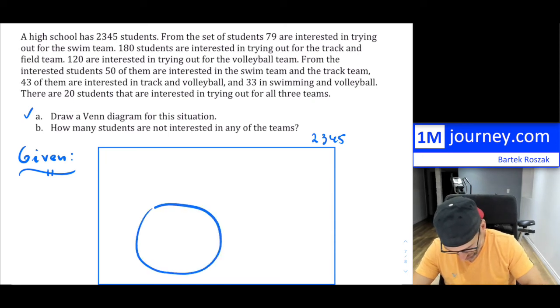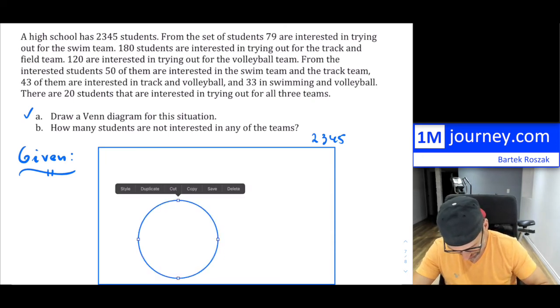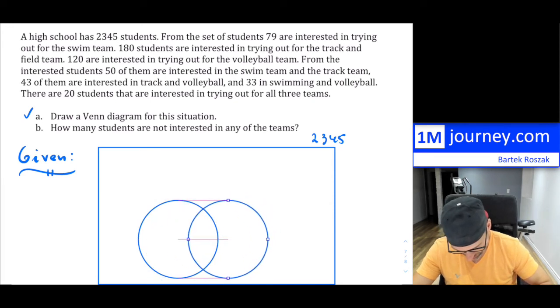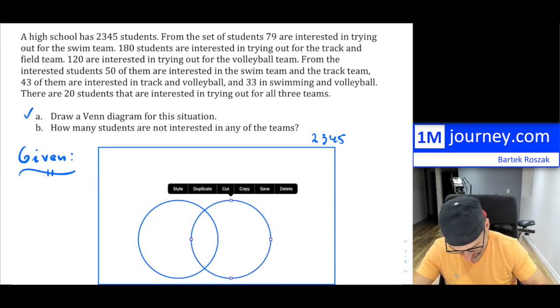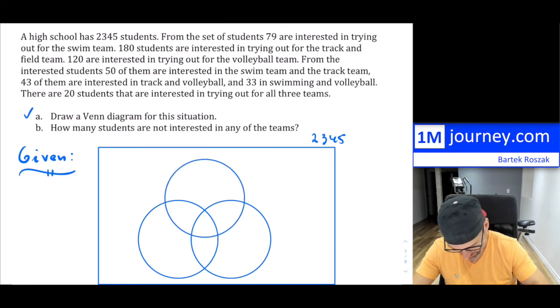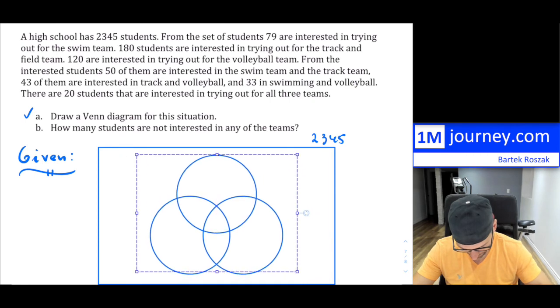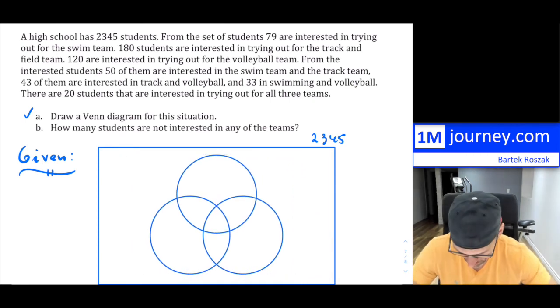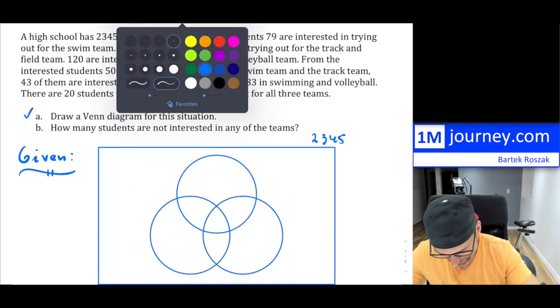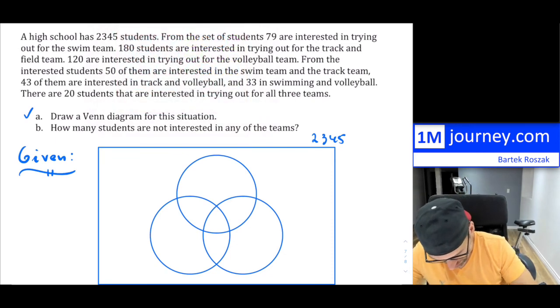So here's my one. Let's duplicate these. Hopefully this will come out nicely. Okay, let's center it out. And let's label them. Let's make the swim team, track and field, and then volleyball. All right.